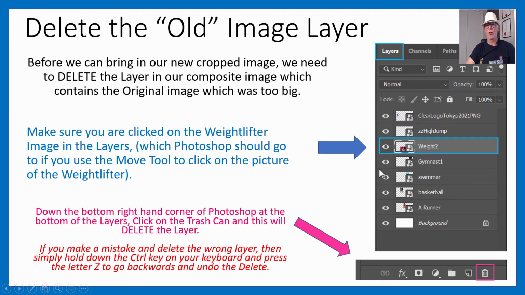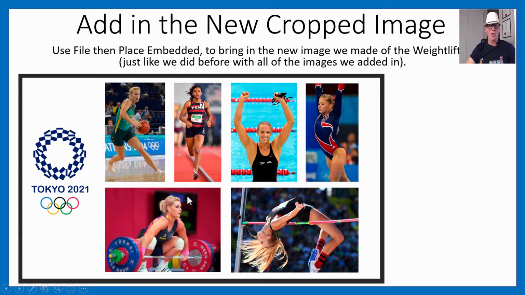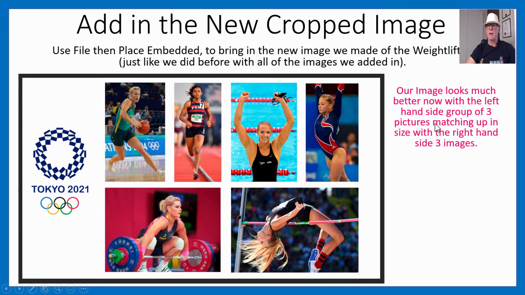So we've deleted that old one out, and we can just use File, Place Embedded to bring in the new one. Now, when we bring in the new resized one, notice we get this nice even white bar down the middle, and our poster looks so much better. All right, and that, I think, is our poster fully finished. All right, so the image looks much better. And notice we've got now that everything matches up all right.